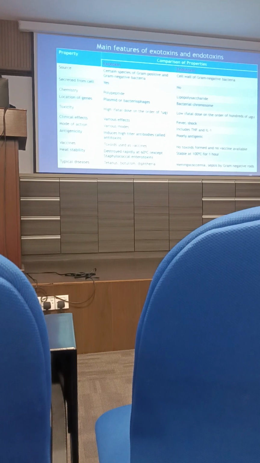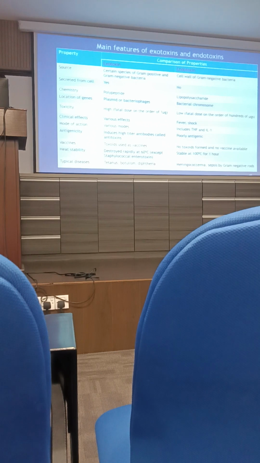Toxicity: exotoxin is highly toxic. A small amount is already fatal. Endotoxin's toxic level is low, so you need hundreds of micrograms of it to be fatal lah. Endotoxin causes fever and septic shock, but exotoxins have various effects. One bacteria can cause diarrhea, one can cause paralysis, right? One can cause a pseudomembrane in the throat. For endotoxin, the mode of action is mainly by production of TNF and IL-1 by the body. So it's an immune response that is mainly causing the clinical effects, whereas in exotoxin there are various modes.